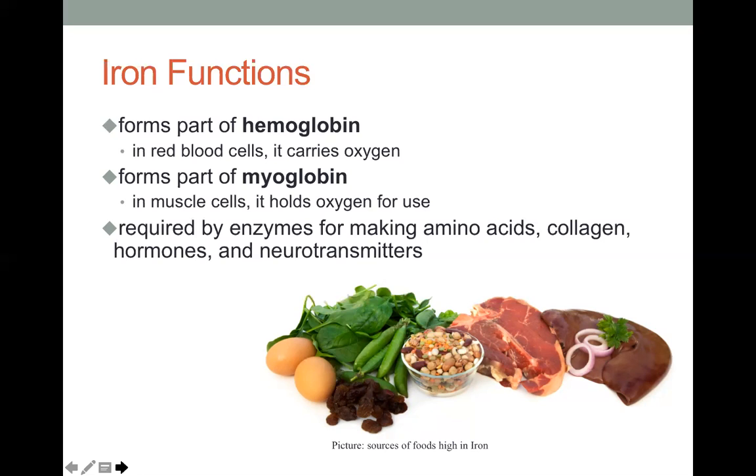Iron also forms part of myoglobin, which is found in the muscle cells, and it also plays a role in amino acids, collagen, hormones, and neurotransmitters. And those are some sources of iron pictured there. It is found in animal products. It's also found in beans, nuts, legumes, seeds, some green leafy veggies, etc.